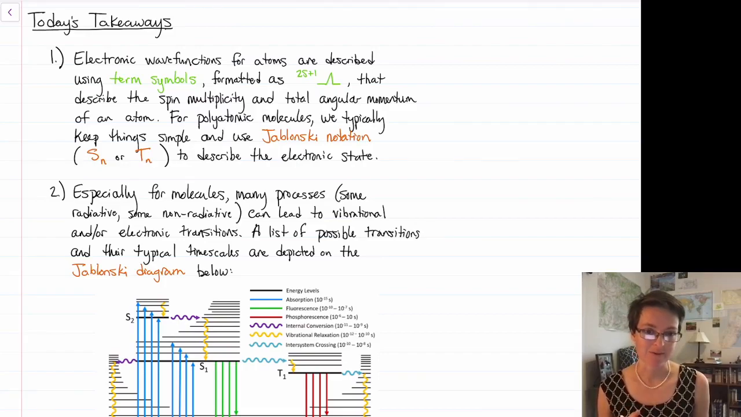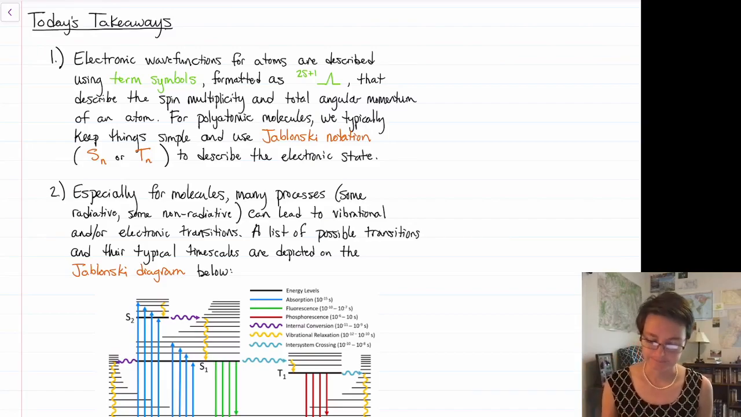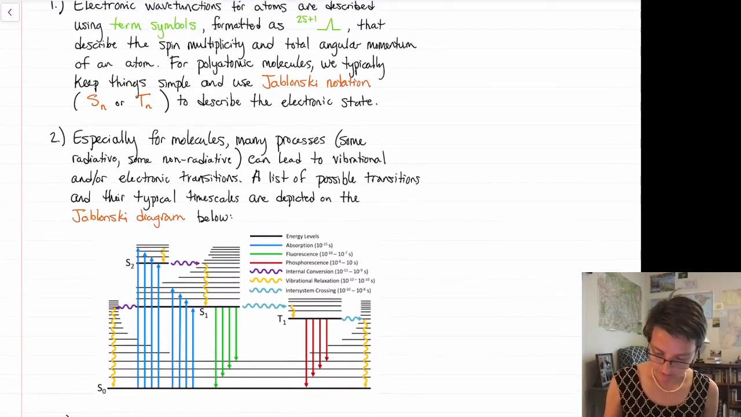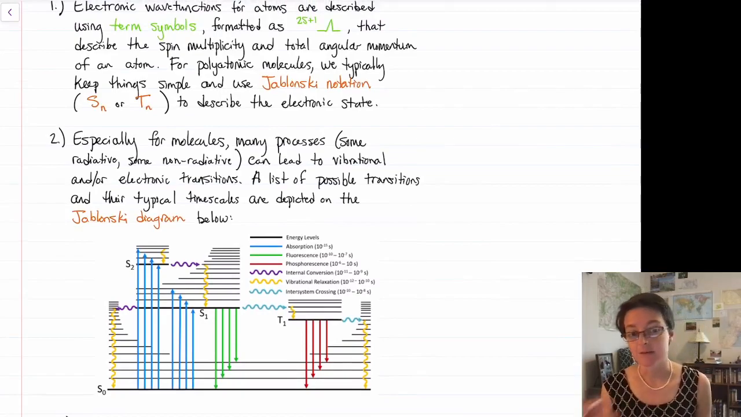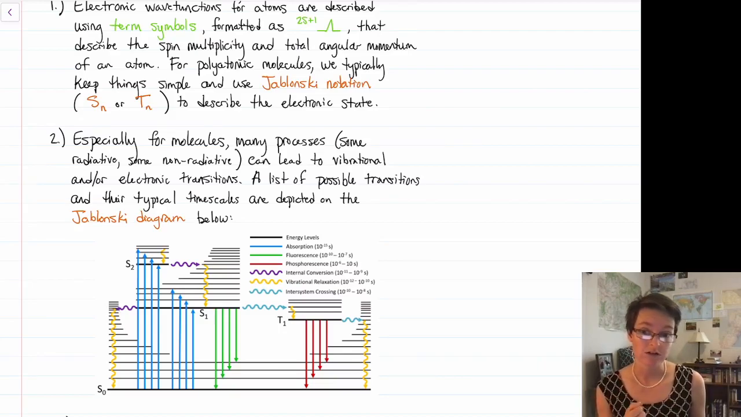For polyatomic molecules, Jablonski's notation is a little bit simpler. We simply use a letter to describe if we're in a singlet or a triplet state, and we use a number in the bottom to describe if we're in the ground state or a certain excited state. Especially for molecules, many processes, some that are radiative, some that are non-radiative, can lead to vibrational and or electronic transitions. And a lot of times electronic transitions induce vibrational transitions. A list of the possible transitions and the typical timescales associated with these transitions are depicted on the diagram that I've shown below.